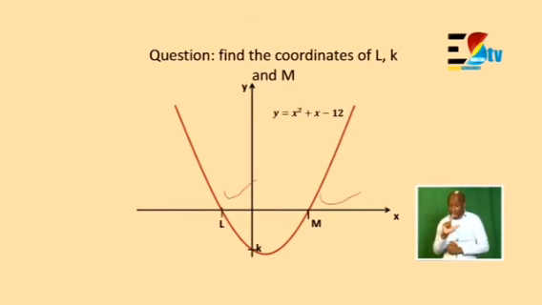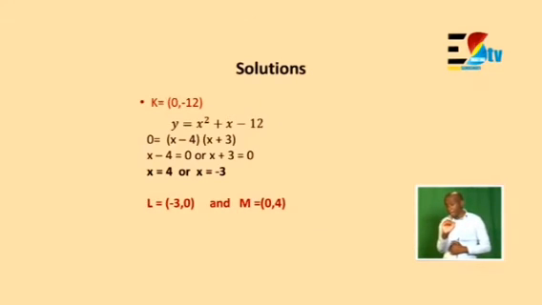Notice L and M are the x-intercepts. K is where the graph cuts the y-axis. We call it the y-intercept. So you already know how to find this y-intercept. We say that the term that doesn't have an x is our y-intercept. So our y-intercept is negative 12. But we want the coordinate of K, remember, not just the value. So the coordinate of K is what? It is 0, negative 12, because we know the y-intercept is when x is equal to 0.